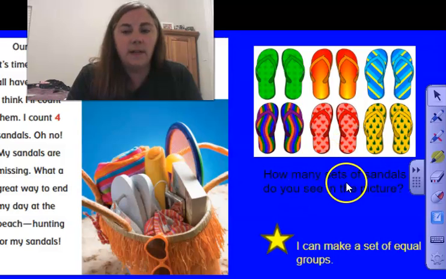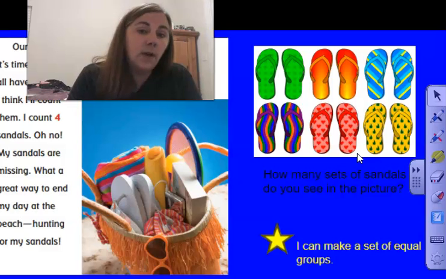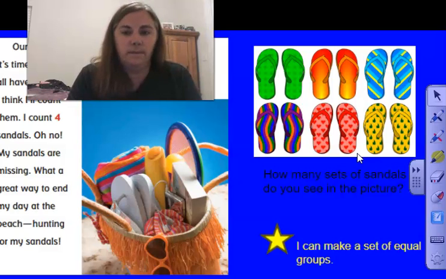So it says, how many sets of sandals do you see in the picture? Remember, we just counted it. We have 6 sets of sandals, which is a total of 12 sandals or flip-flops.